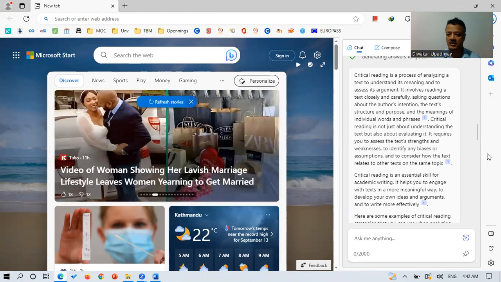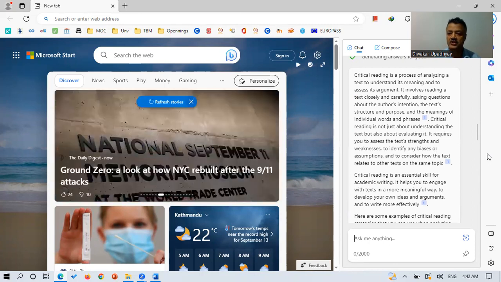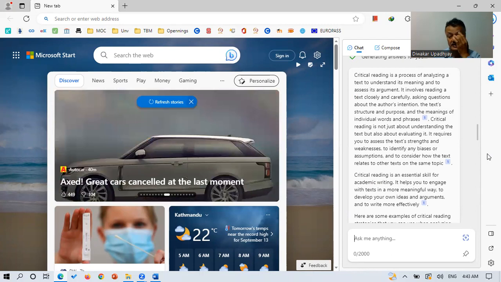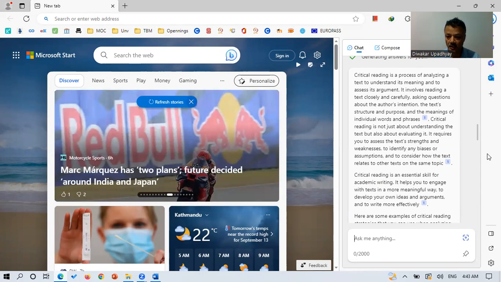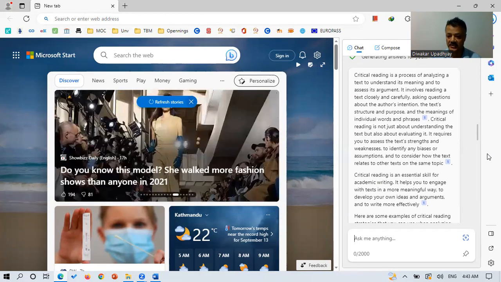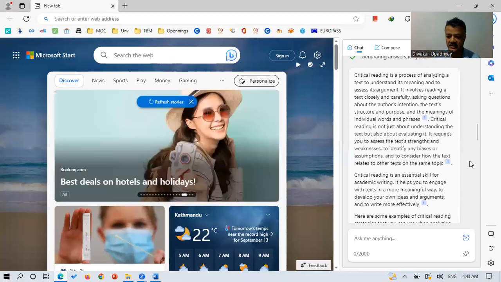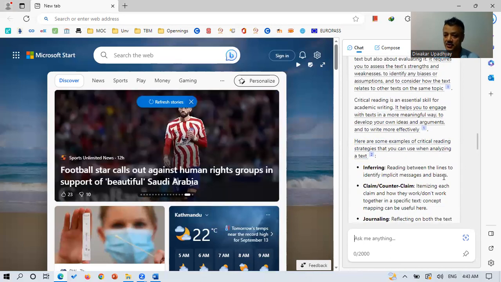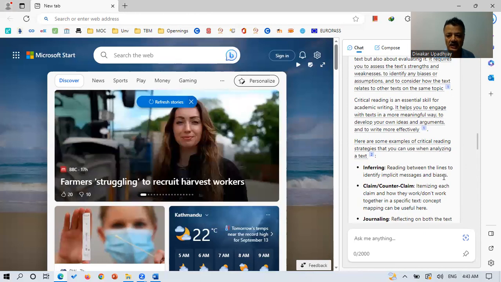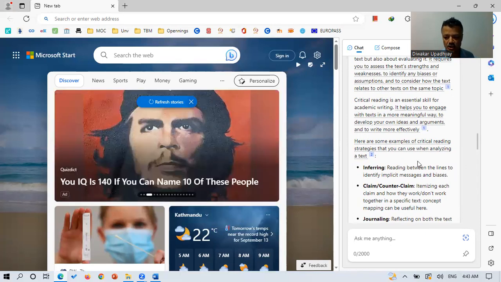Critical reading is not just about understanding the text, but also about evaluating how well the text is written. It requires you to assess the text's strengths and weaknesses, to identify any biases or assumptions, and to consider how the text relates to other texts on the same topic, comparing one text with another. Critical reading is an essential skill for academic writing. It helps you to engage with text in a more meaningful way, to develop your own ideas and arguments, and to write more effectively. Here are some examples of critical reading strategies that you can use when analyzing a text.